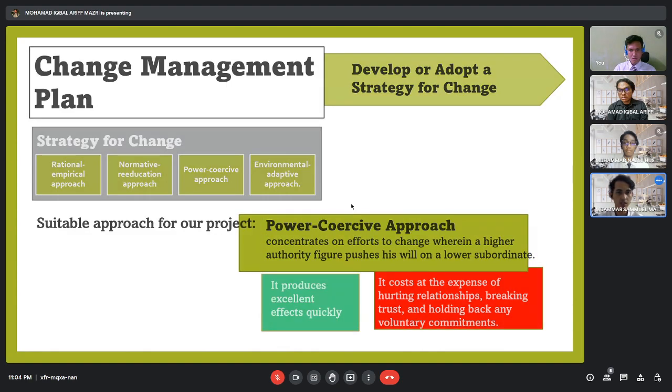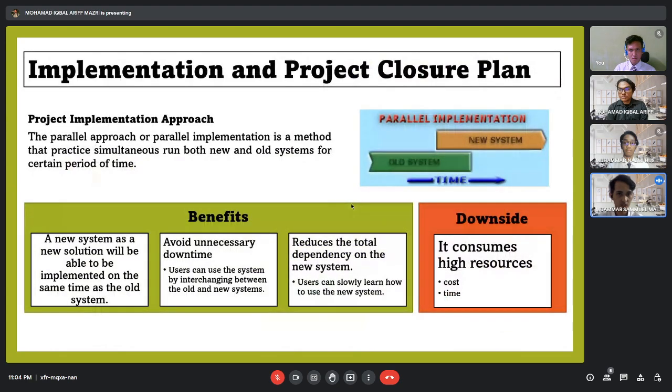So next, we have implementation and the project closure plan. For our project implementation approach, we decided to use the parallel approach for our system. It is a method where both the new and old system run simultaneously for a certain period of time before we actually transition to the new system itself. As you can see in the diagram, as time goes by, the old system and new system actually run at the same time before moving on to the new system completely.